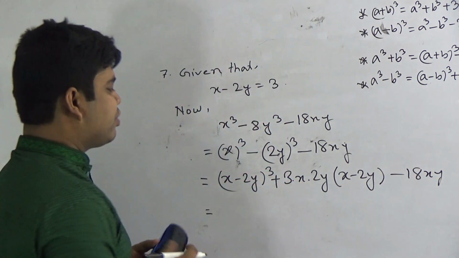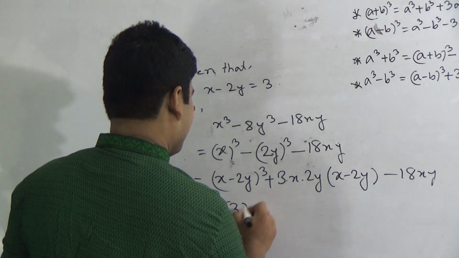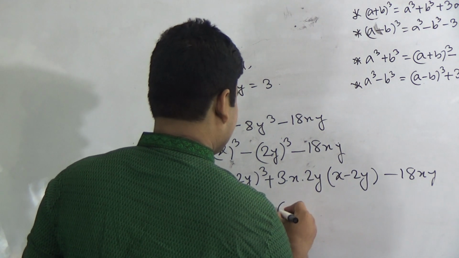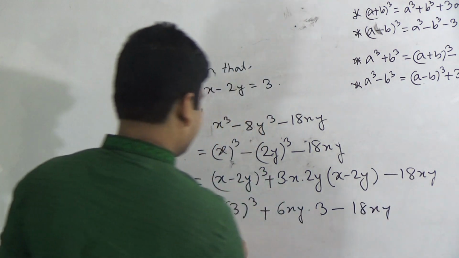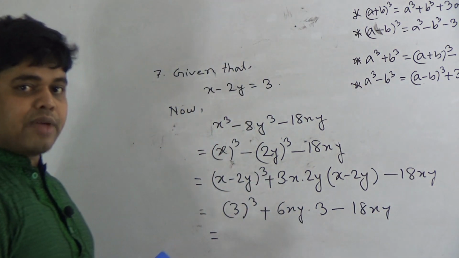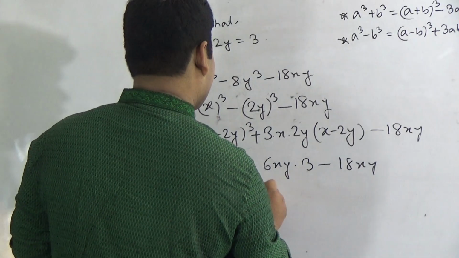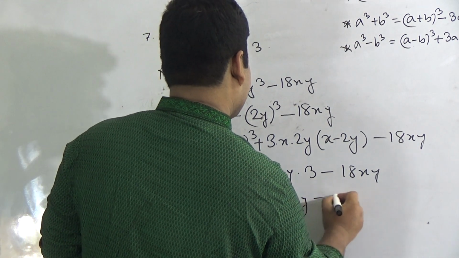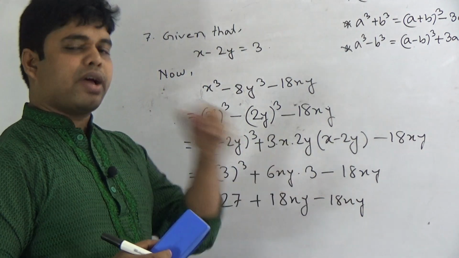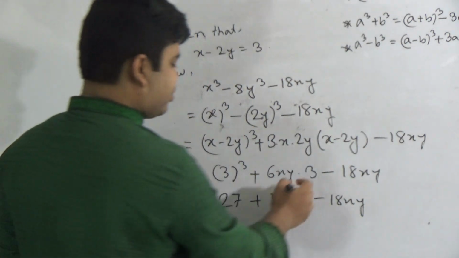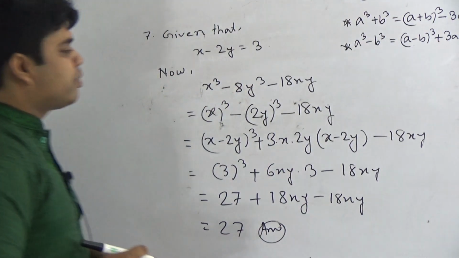Now we put the value of x minus 2y in the given expression, and it is 3. So 3 cube plus 3 twos are 6xy into 3 minus 18xy. Now my dear student, 3 cube means 3 multiplied 3 times: 3 threes are 9, 9 threes are 27. We write here 27, and 6 threes are plus 18xy minus 18xy. Here you notice this is plus 18xy, this is minus 18xy. We cancel them and we get 27, and this is the answer. I hope you have understood question number 7.